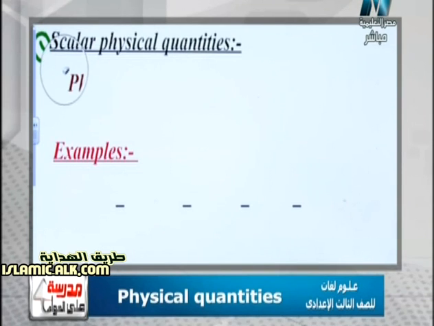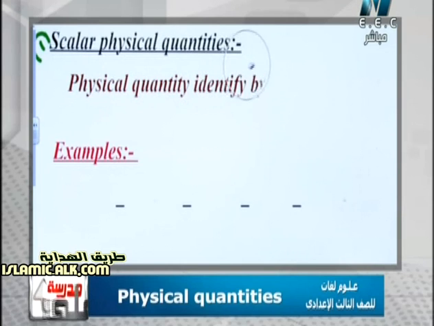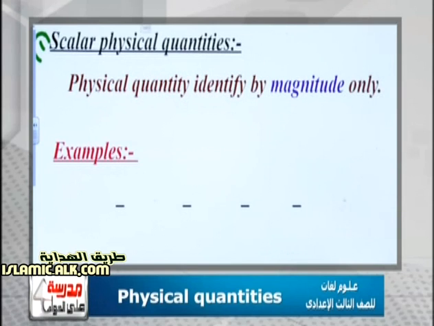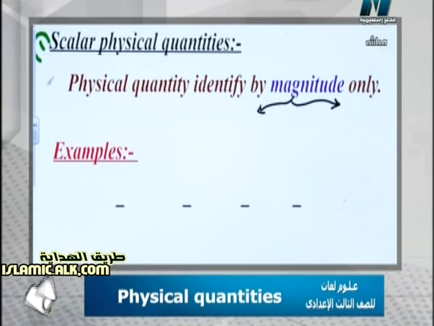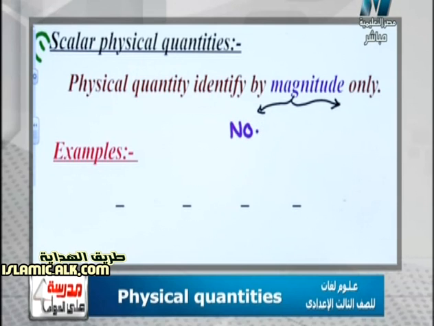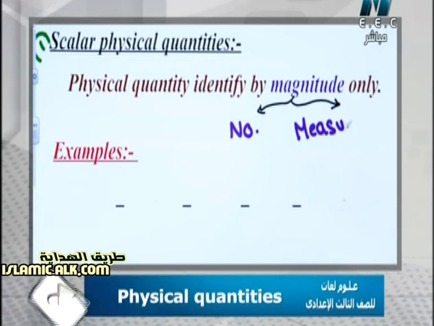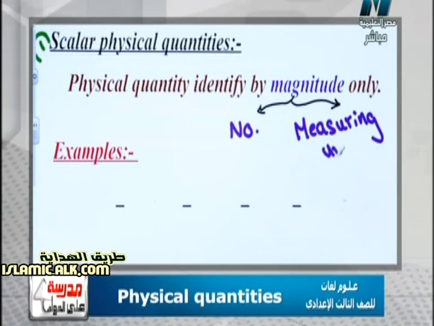Scalar physical quantities are identified by magnitude only. What is meant by magnitude? Magnitude means value, or amount. Magnitude consists of two parts: number 1, a number, and number 2, a measuring unit. So when we study the magnitude of any physical quantity, we talk about two main factors: the number and the measuring unit.